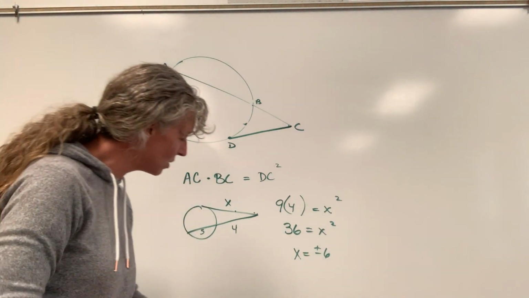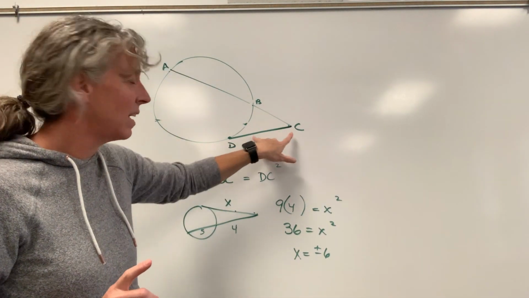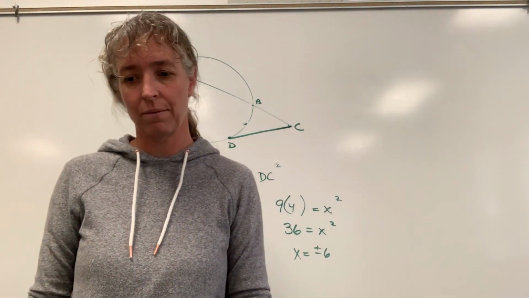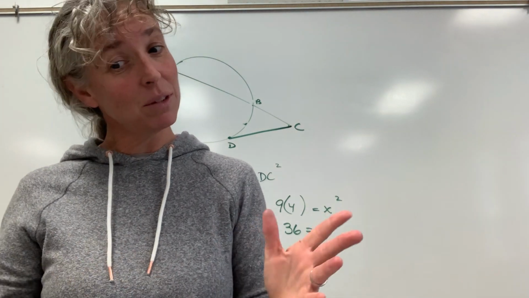Okay, so the rule for this one again is the whole thing times the outside equals the outside squared, because this is a tangent, not another secant. Okay, so those are the rules for today's circles. And now you're having fun with circles.